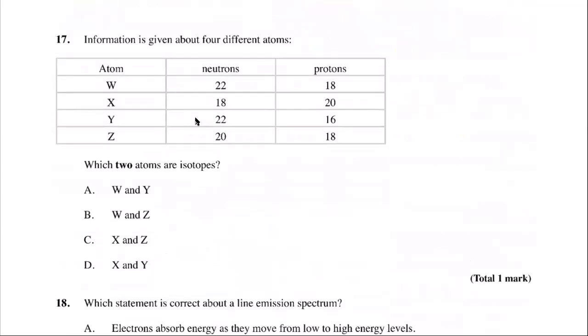And then most of the time, your neutrons will definitely be different as well for different atoms, because you always increase your neutrons as you go through the periodic table. Oh, come on.